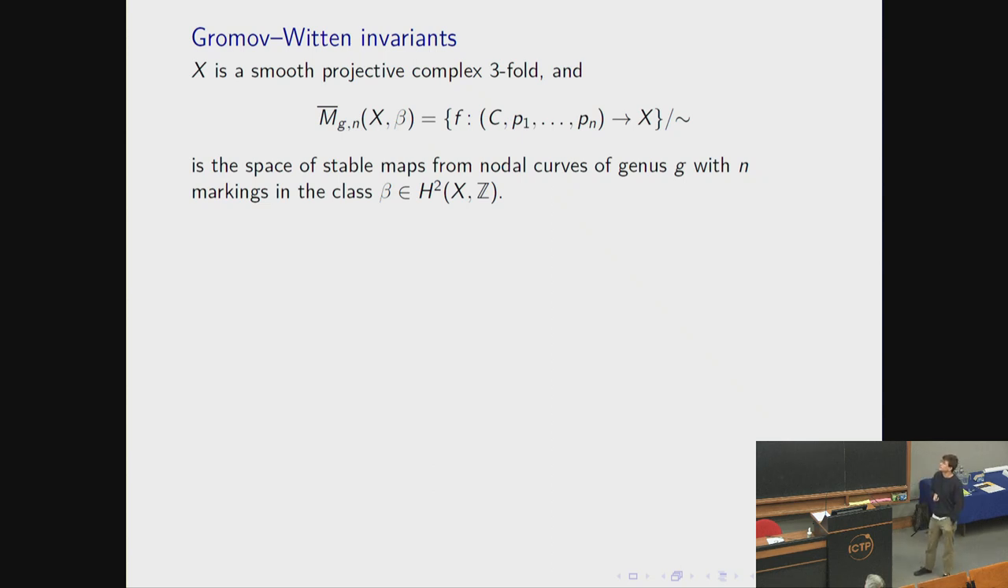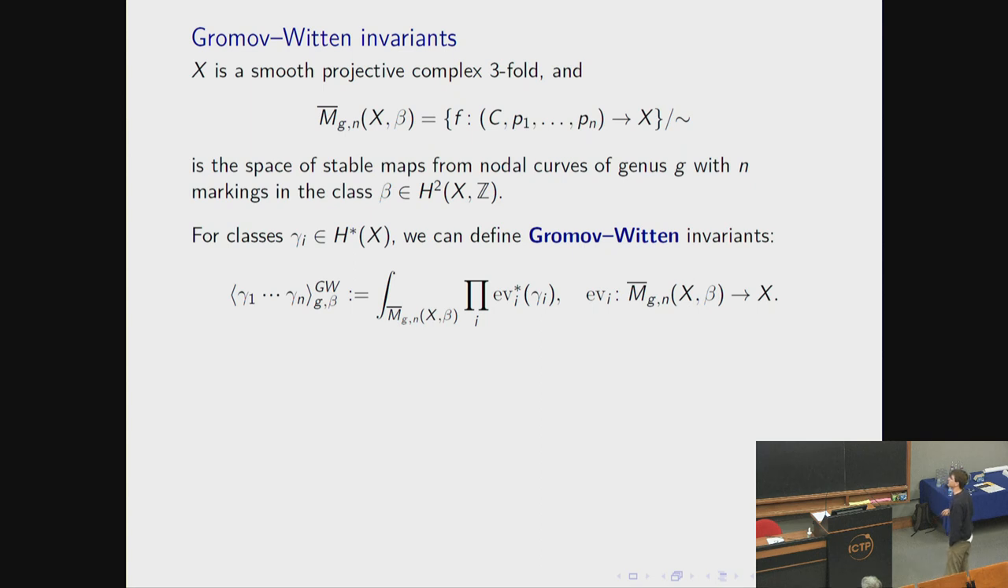Stability just refers to the fact that the automorphisms of these maps are finite, and we identify maps by automorphisms. Then for a collection of classes on X, we can define so-called Gromov-Witten invariants. We use evaluation maps, which send a map f to the image of a marking p_i, and then we pull back classes from X and integrate on the space M_{g,n}(X,beta).